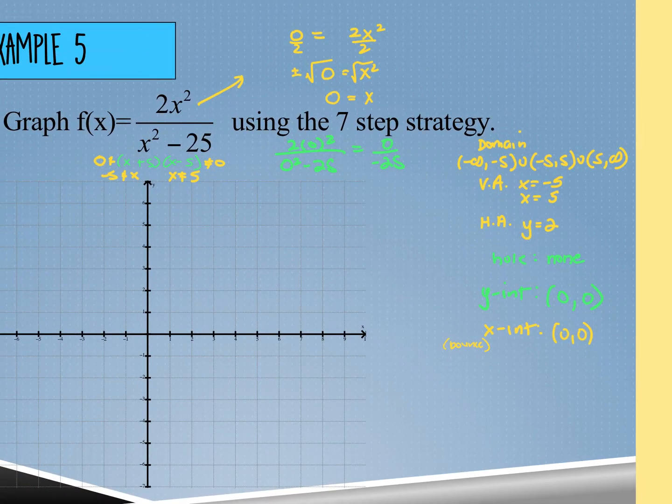This is also when symmetry will come into play and be helpful. If I were to plug in a -x here and a -x here, both of those are going to cancel out, which means this is symmetric to the y-axis. Everything that happens on the right of my graph is going to flip over and happen on the left.